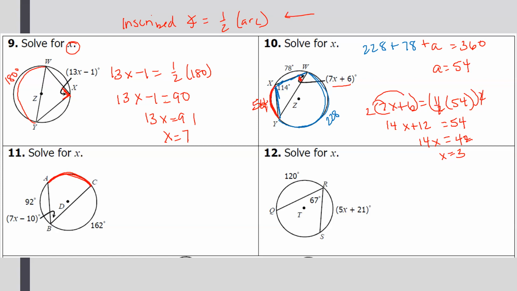I'd like you to try number 11 and 12. Go ahead and try them. It's okay if you get them wrong. And then once you're finished, we can go over them. So go ahead and do that now.